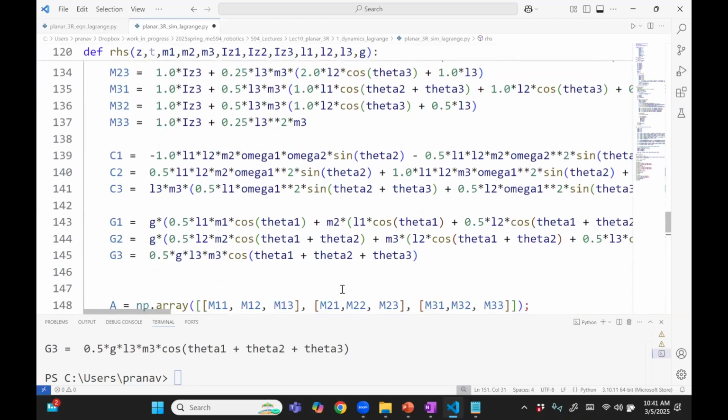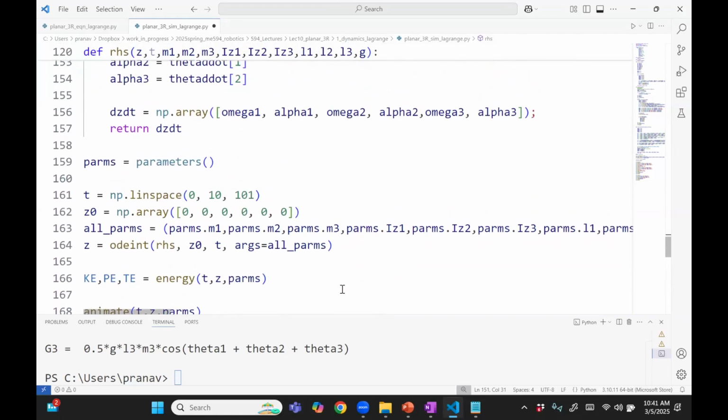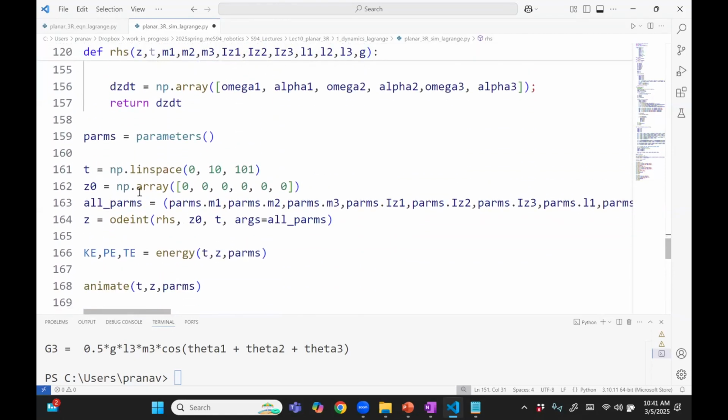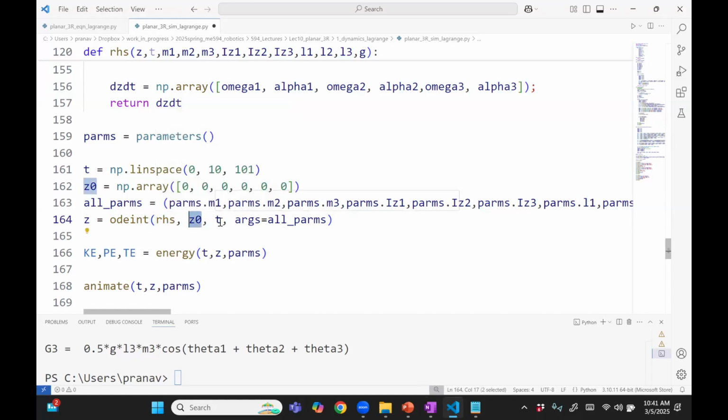I think it's down here. Okay, so this is the main code. Everything else is functions. So here, I need to integrate for 10 seconds. I started with 0 position, 0 velocity, so all angles are 0, all velocities are 0. I pass all the parameters which I define. And then odeint is just a function which I need to call. It's actually in a package, I think SciPy. RHS is everything on the right-hand side, the equations I derived, the initial value, the time over which I want to integrate, and all the parameters.